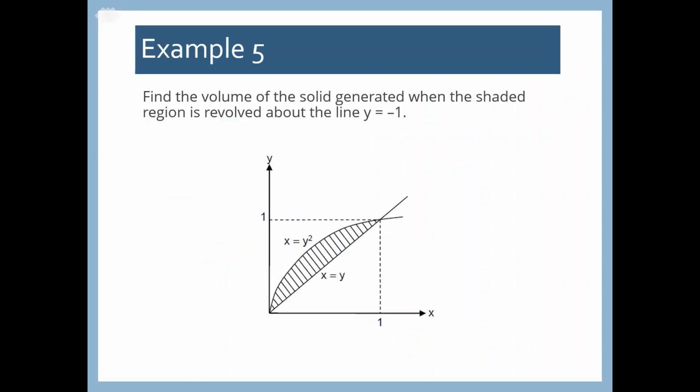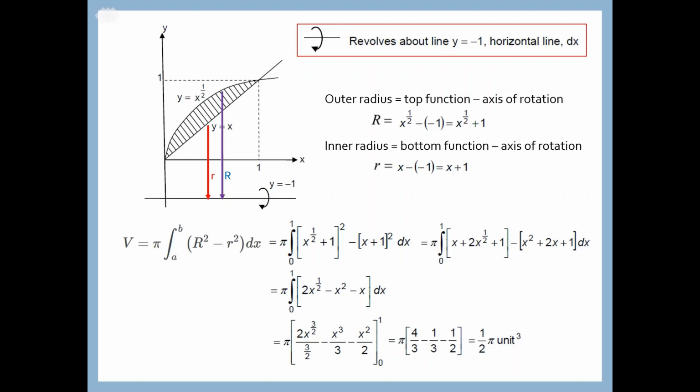Refer to example 5. You need to find the volume of the solid generated when the shaded region is revolved about the line y equal to -1. As the graph is rotated about the line y equal to -1, which refers to the horizontal axis, we need to integrate with respect to x. Therefore, the function must be in terms of x.